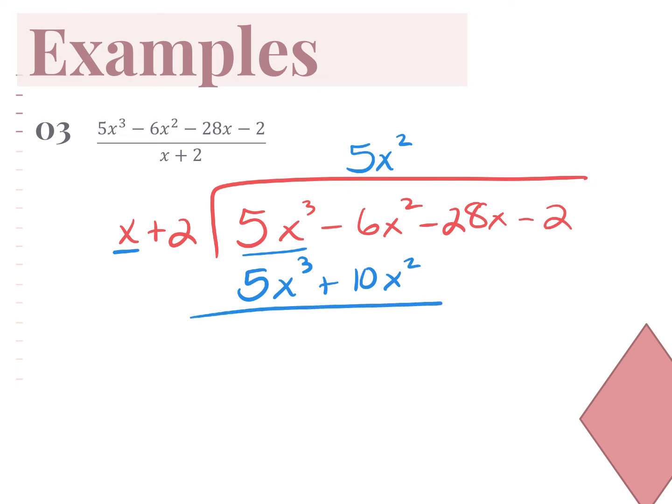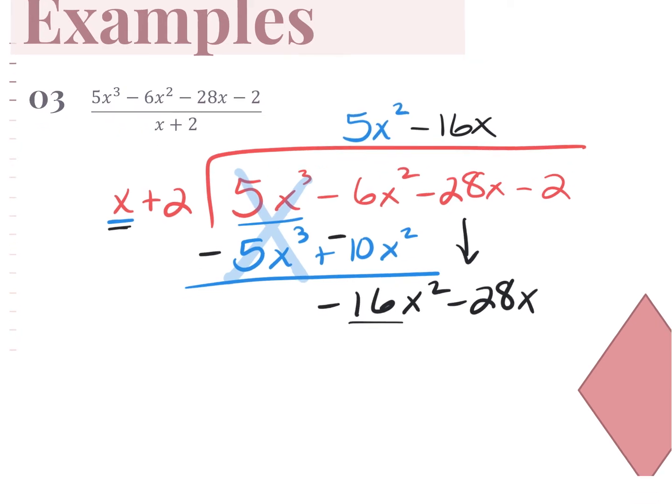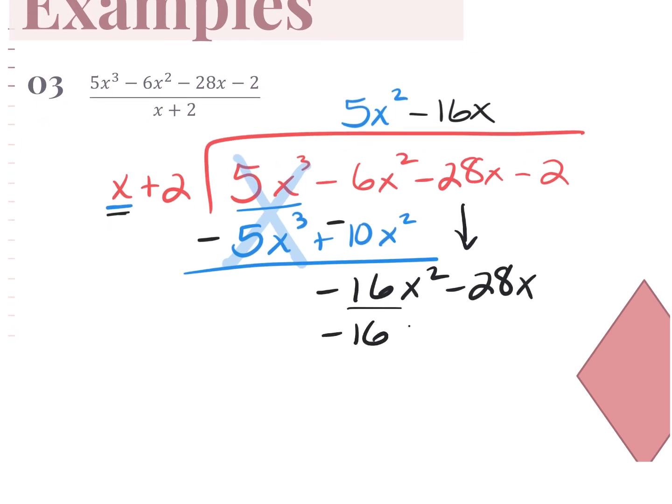I change the signs to opposite, and then I add up my like terms. So the 5x cubes cancel, and then I add negative 6x squared plus negative 10x squared, and I get negative 16x squared. Bring down my next term. And now I need to figure out, what am I going to multiply x by to make it a negative 16x squared, and that will be negative 16x. I'm going to go ahead and multiply. And negative 16x times 2 is negative 32x.